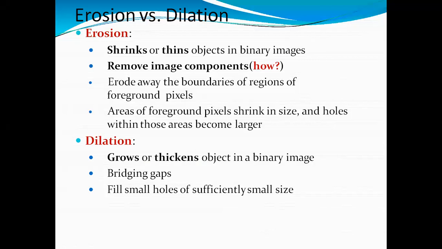Erosion shrinks or thins objects in binary images. So we know that it can remove image components. It erodes away the boundaries of regions of foreground pixels, so areas of foreground pixels shrink in size, and holes within those areas become larger.